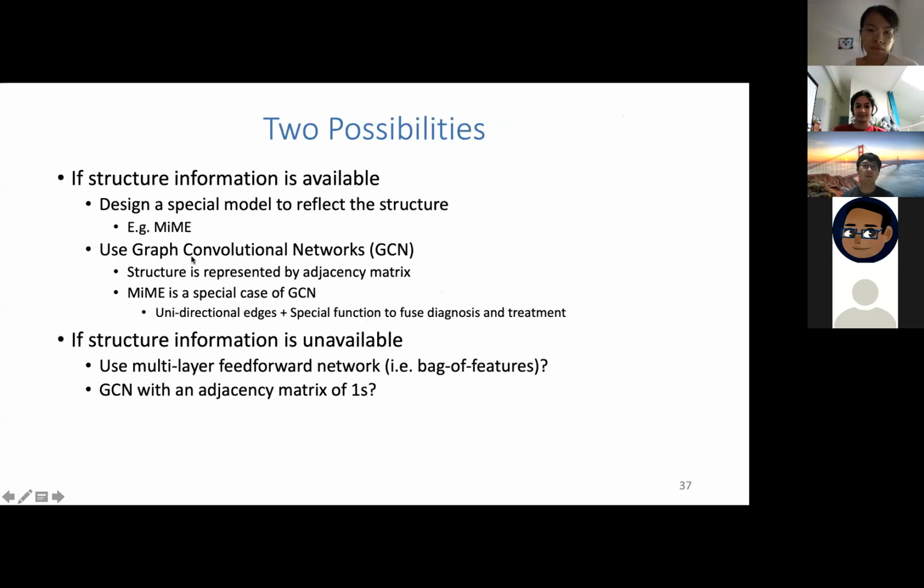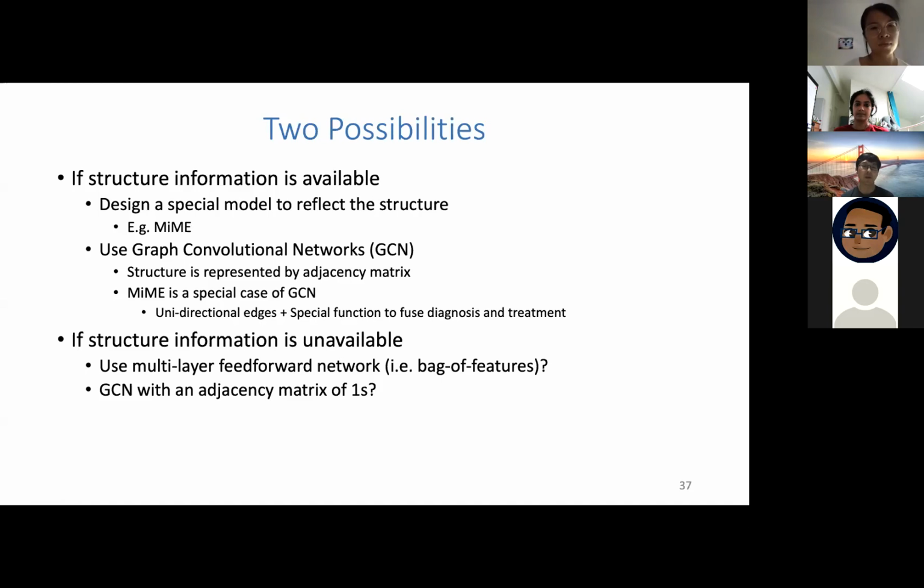We can think of two scenarios. If your data set luckily does contain accurate structure information, then you can use a very specialized model for exploiting that structure, for example MIME, or any flavor of GCN or GNN these days: graph neural networks, graph attention networks, graph pooling networks, whatever you want. But if, unfortunately, your data set does not contain those red edges, or if it's really noisy, then what are you going to do? Are you going to go back to using just a bag of codes approach, or can you do better?